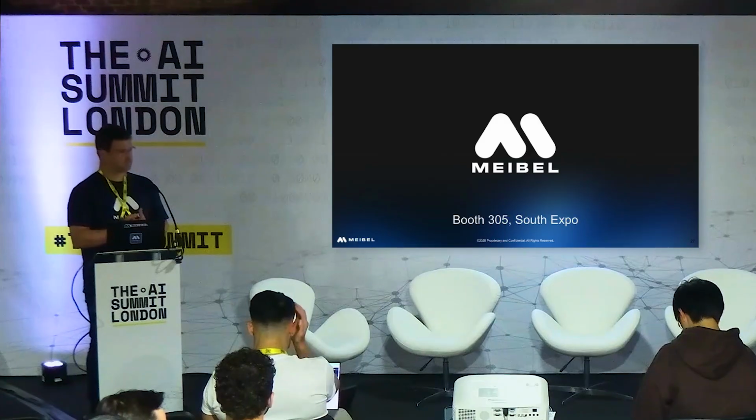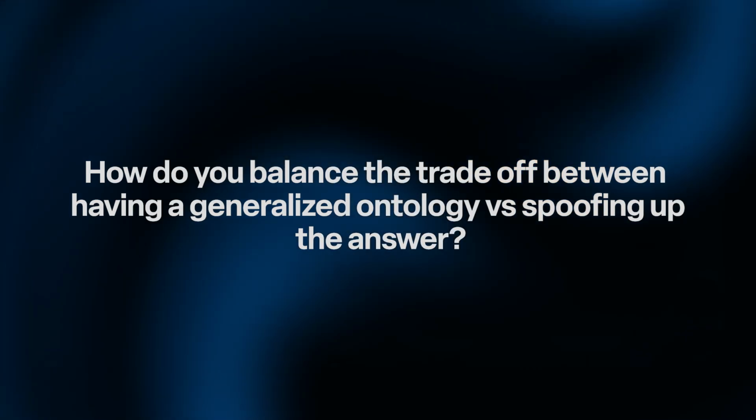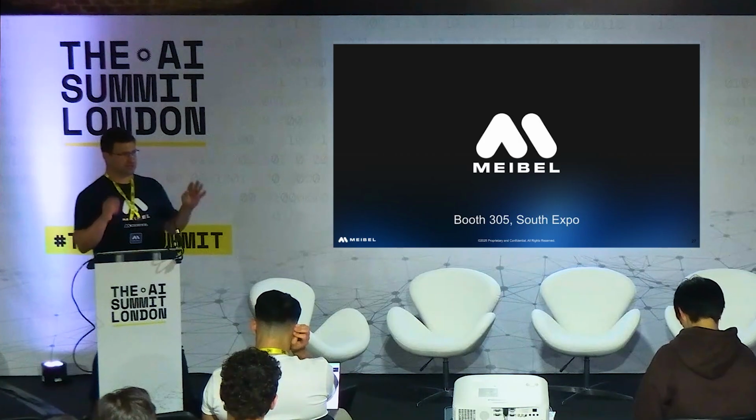It's not always research papers and books, right? I'm curious how you do that balance and trade-off between having a generalized ontology versus specific enough to answer. Okay, so a generalized ontology.